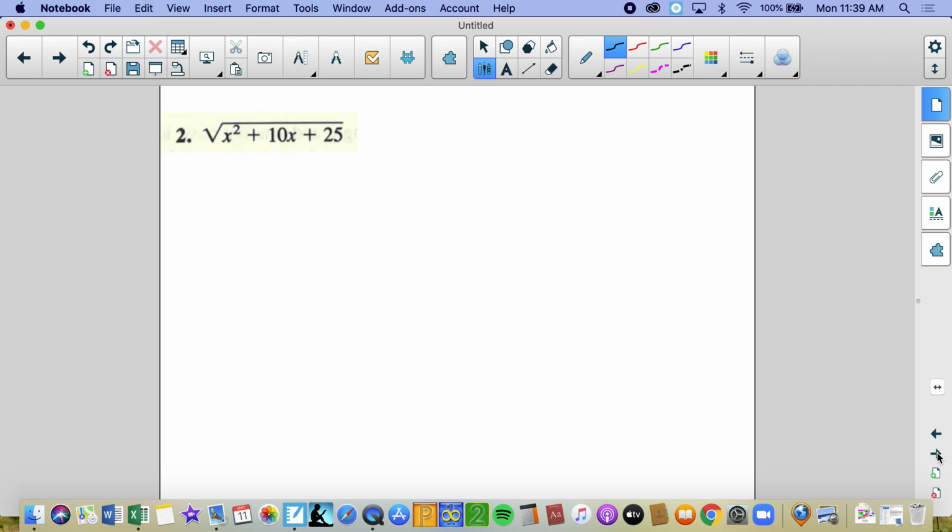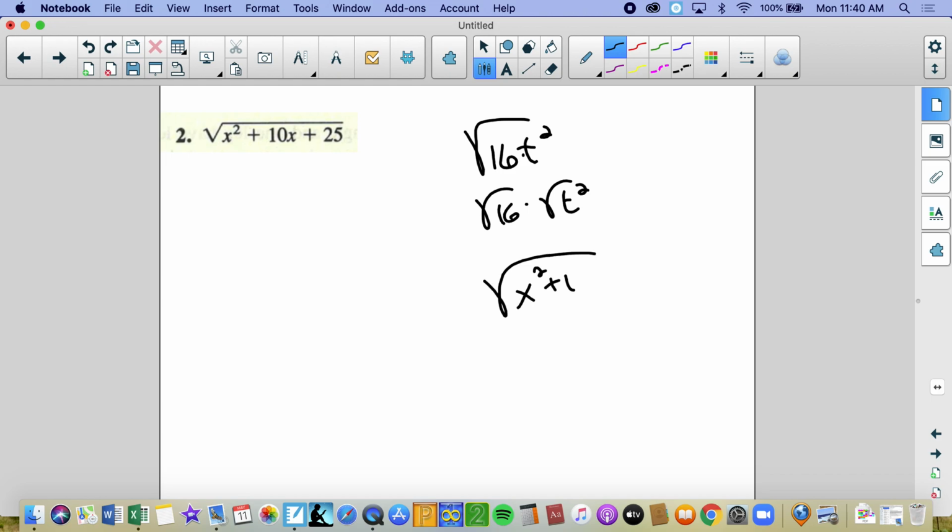Number 2, now we jump into radicals. Here's something that's important to understand. If we have 16t squared, we can separate this into two terms. Whenever a term is multiplied under a radical, we can separate it. If we had x squared plus y squared, we cannot separate this. This does not equal this. The only way that we can take the square root or the square root cancels is when it's a term, a perfect square by itself.